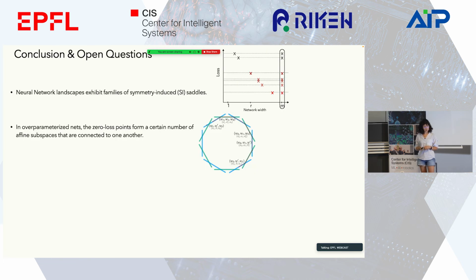And for the conclusions, we worked out that neural network landscapes exhibit families of symmetry-induced critical points, which are represented in the first plot. And we go to the overparameterized networks and study their global minima manifold. We find that the 0 loss points form a certain number of affine subspaces that are connected to one another.